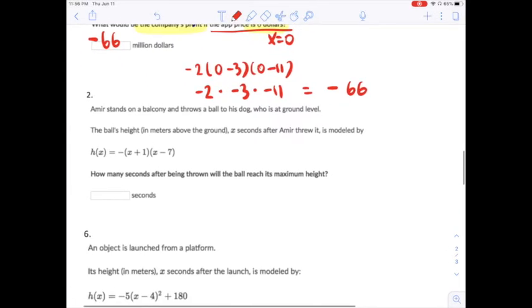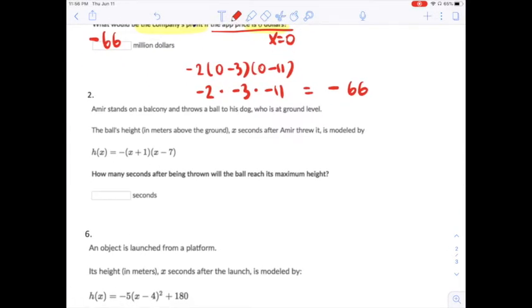Look at the next one, guys, number 2. Let's get the question. Also you have factored form, right? When you read, Amir stands on a balcony and throws a ball to his dog, who is at ground level. So this is on the ground. There's a dog. I'm sorry, I'm really bad at drawing. There's a dog, and he is at the balcony, like this. He's standing here, and he's throwing a ball, right? So like this. This is happening.